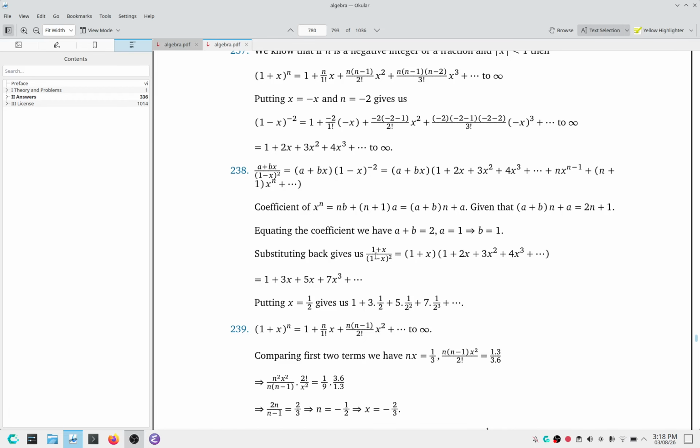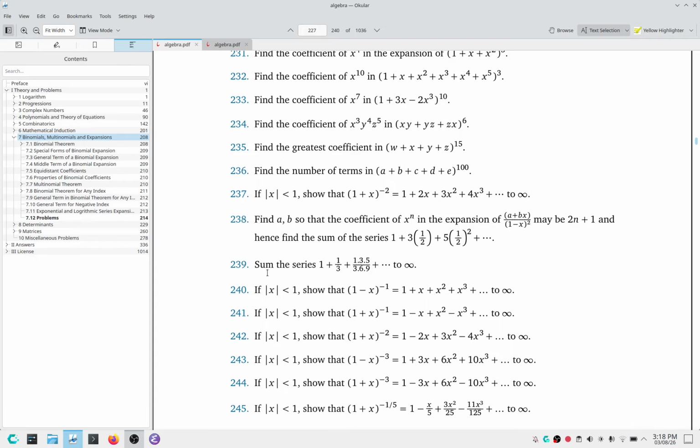Now we substitute this back. We have (1 plus x) upon (1 minus x) square is equal to (1 plus x) times (1 plus 2x plus 3x square plus 4x cubed and so on), which is equal to 1 plus 3x plus 5x square plus 7x cubed and so on. Now we put x is equal to half, we get 1 plus 3 times 1 upon 2 plus 5 times 1 upon 2 square, and then we can evaluate this for x is equal to half.